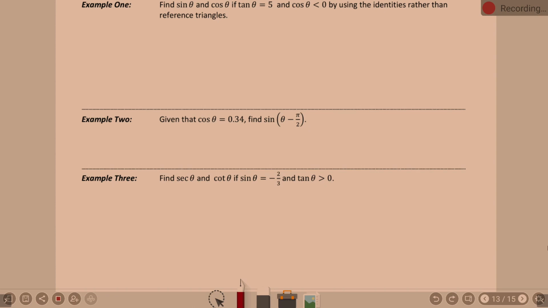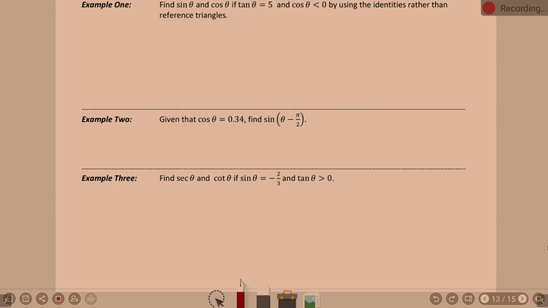Notice it asked me to find sine theta and cosine theta, given that tangent of theta is equal to 5 and cosine of theta is less than 0 by using the identity. So the identity's up top rather than reference triangles. Truthfully, I could give you this exact same question back in chapter 4, and we could have done this with SOHCAHTOA. But we're trying to think about this differently here, and so we're going to use these identities up above.